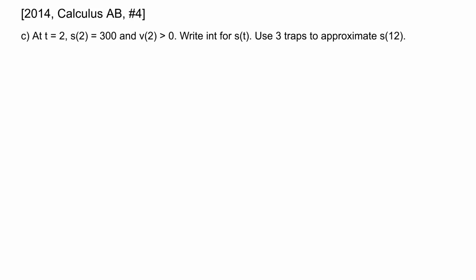In part C of this question, we are given that at t equals 2 minutes, s of t is 300, and v of 2 is greater than 0. We are asked to write an integral to find s of t. Then we are asked to use 3 trapezoids to approximate the value of the definite integral and find s of 12. The position function, s of t, is equal to 300 plus the integral from 2 to t of v sub A of x dx.